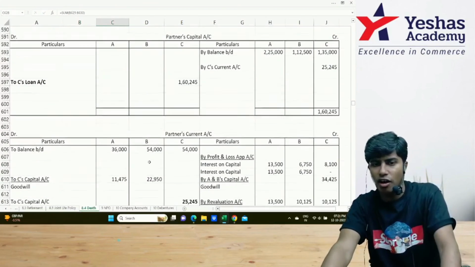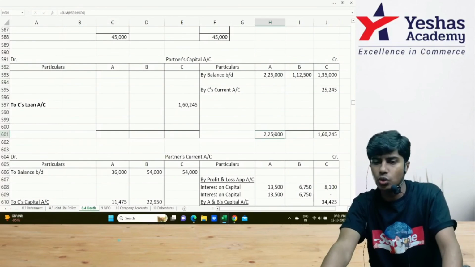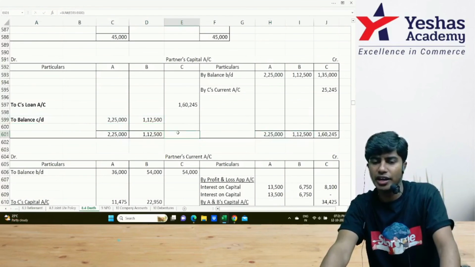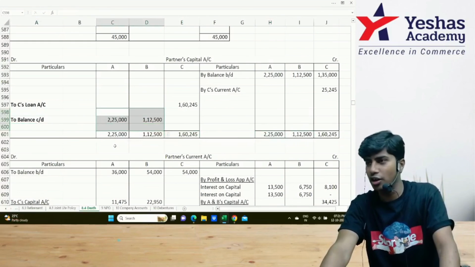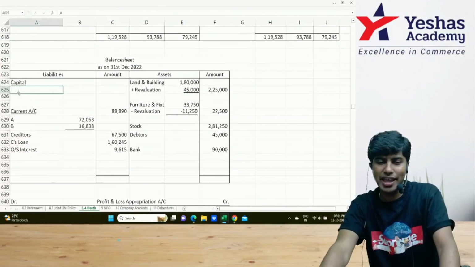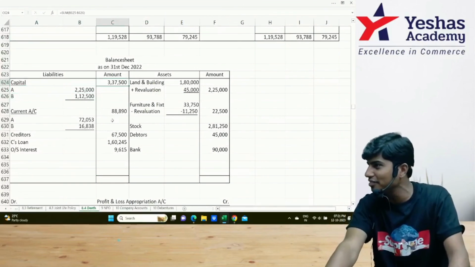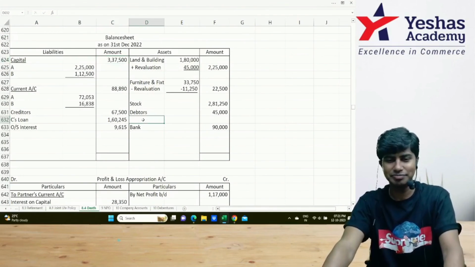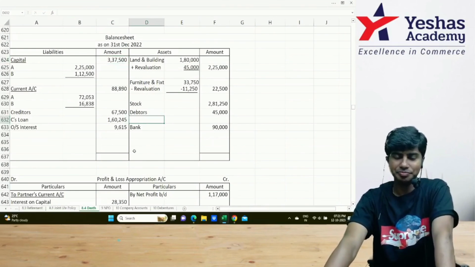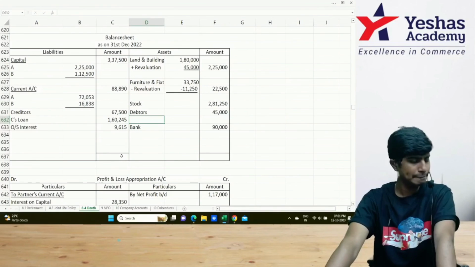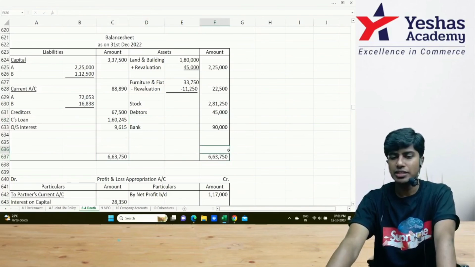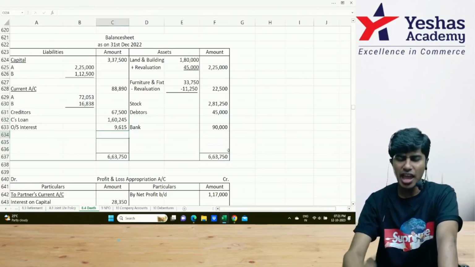Similarly, I'll close the capital of partners A and B. 225, 112,500. Balance carried down. 225 and 112,500. Done. This 225 and 112,500 of A and B, I'll write in my balance sheet A, B, 225, 112,500 together 3,37,500. Done. Now take the total. Balance sheet has to tally. 6 lakh 63,750. 6 lakh 63,750. Yay!